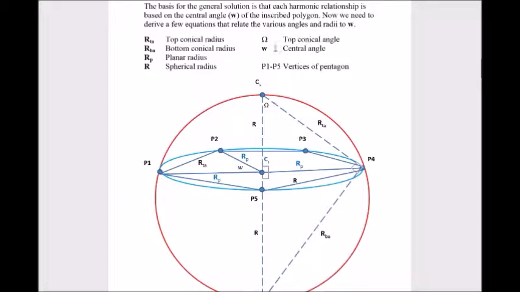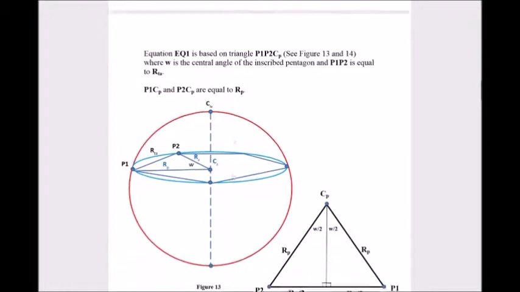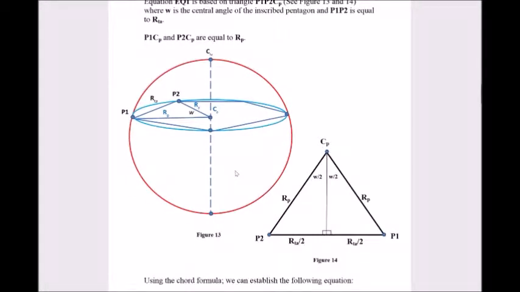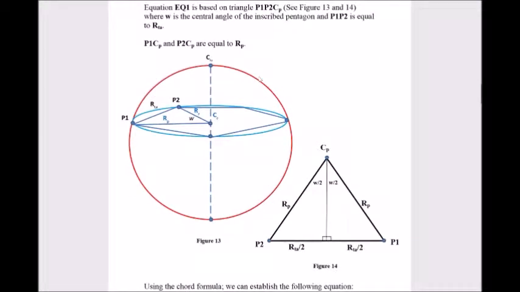There are two angles of interest. There's omega, which is the top conical angle, and W, which is the central angle for the inscribed polygon. So what we need to do now is, with all of these various triangles we have here, we can create three different equations to use to get the general solution.